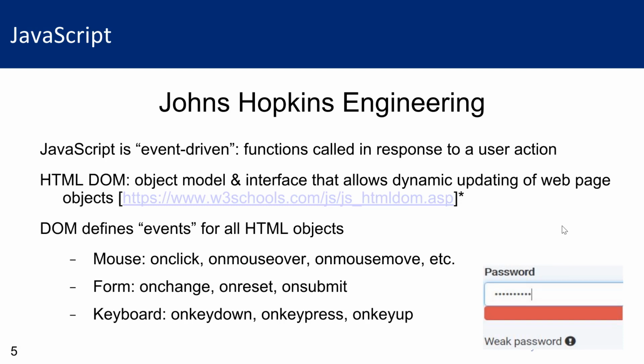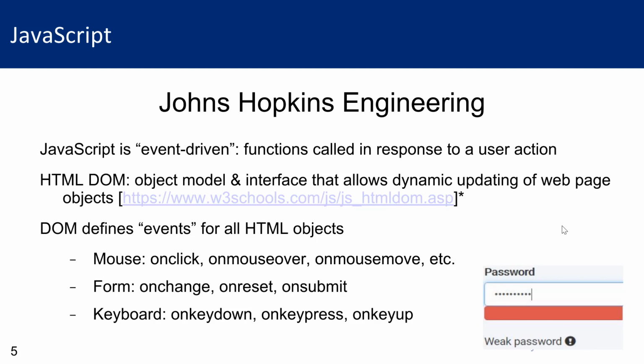As we've been saying, JavaScript is an event-driven language. What I mean by that is that the JavaScript functions are often mapped to a specific event so that when a user triggers one of those events, the JavaScript function is called in response to that user action. But I want to talk a little bit more about how that mapping occurs and how JavaScript is actually able to dynamically modify the elements in an HTML page.